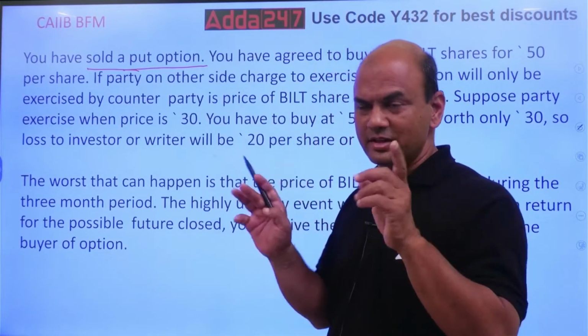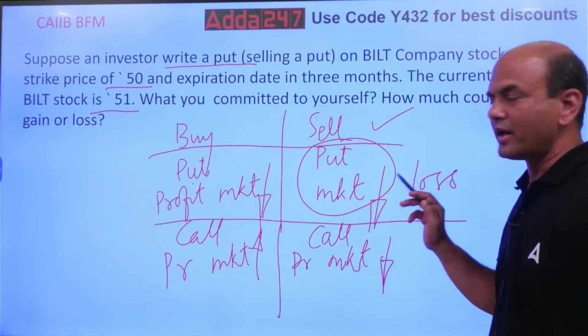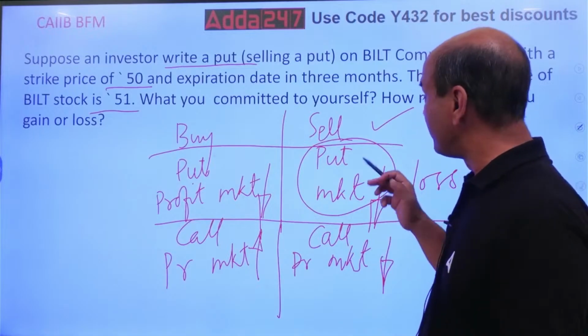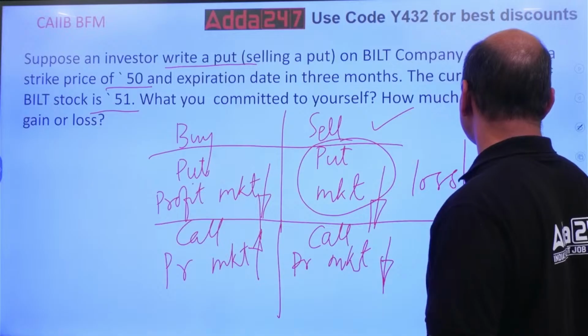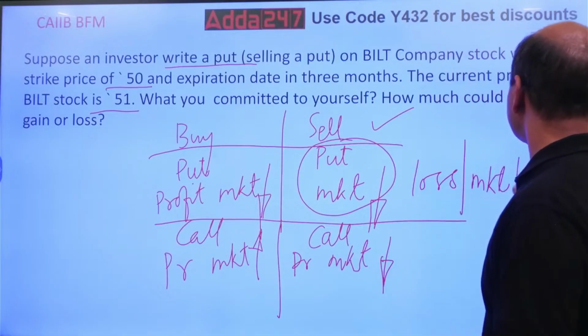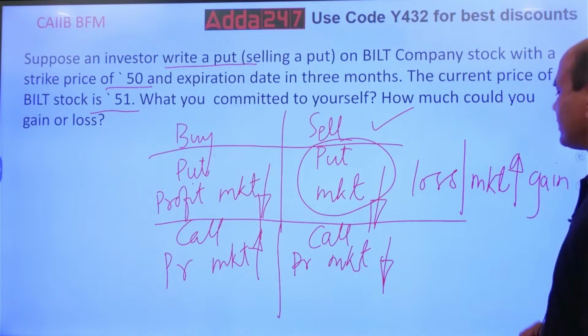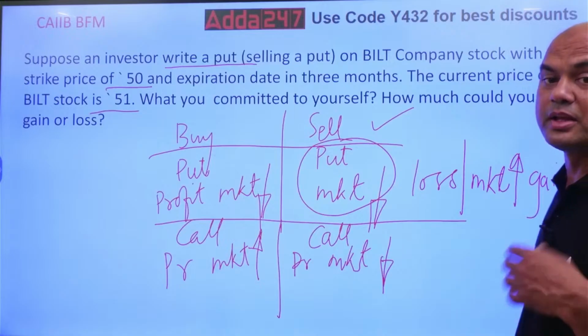Understand this clear logic. When will this buyer gain? This table is very important. I am the seller of the put. When will I gain? When the market is up, I'll gain. I'll make the profit. If I make the profit when the market is up, it means what?